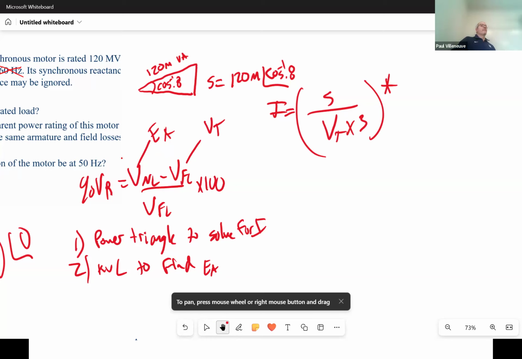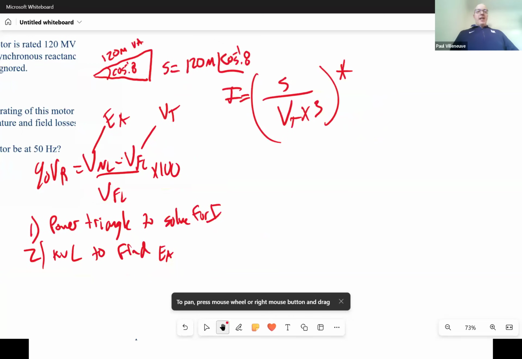But how can S be both 120 and also 120 times the inverse cosine of 0.8? What did you say? Oh, it's the angle, yeah, got it. Did it make sense or no? Yep, I got it. Okay.